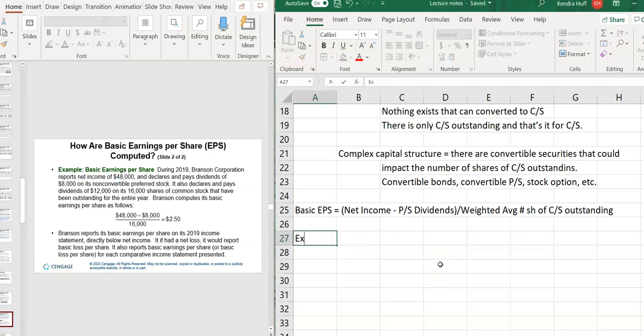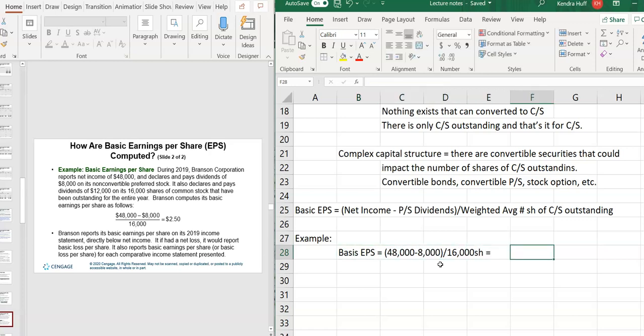All right, so let's see what this example is. During 2019, Branson Company reported net income of $48,000 and declared and paid dividends of $8,000 on its non-convertible preferred stock. It also pays dividends of $12,000 on its 16,000 shares of common stock that had been outstanding for the entire year. So basic earnings per share in this case is super simple. It's going to be the net income of $48,000 minus the $8,000 in dividends on preferred divided by the 16,000 shares of common outstanding. And that is a $1 per share figure. Not per hair, per share. This would go right below net income on the income statement.